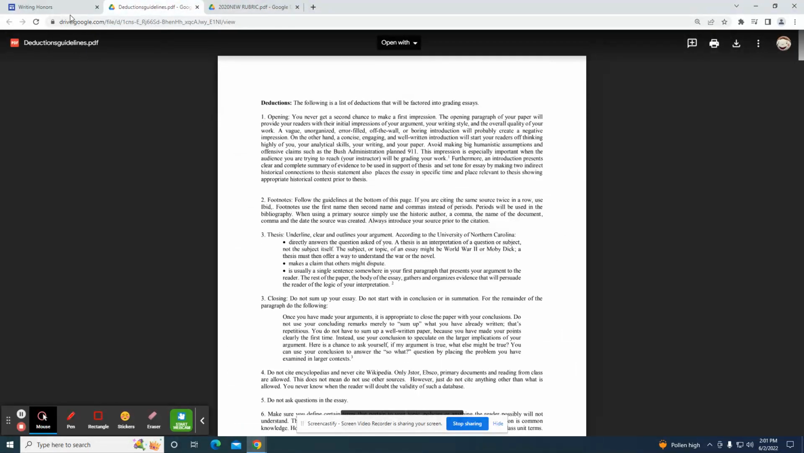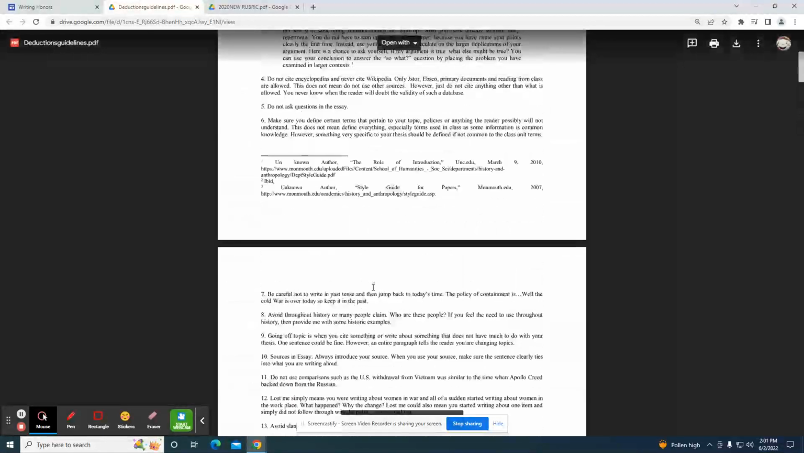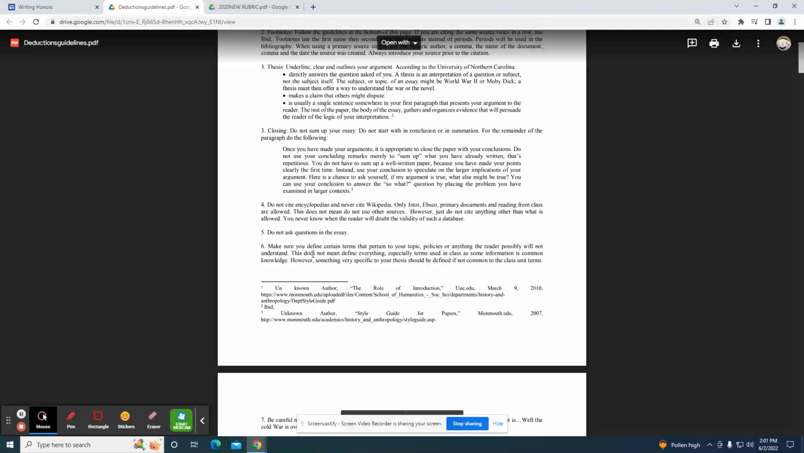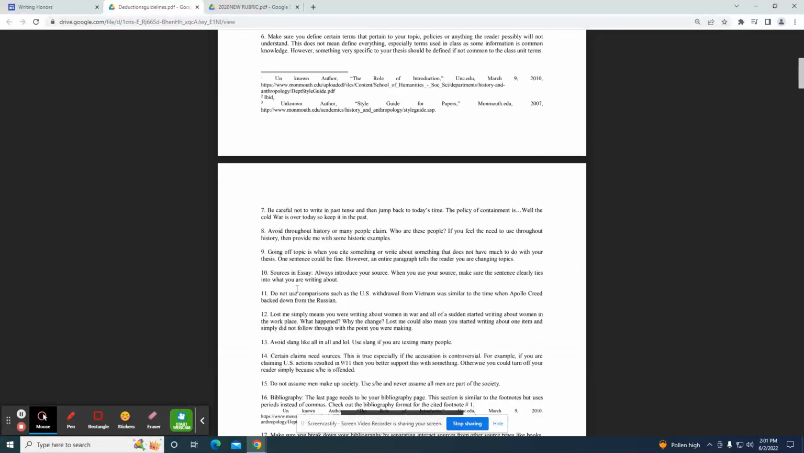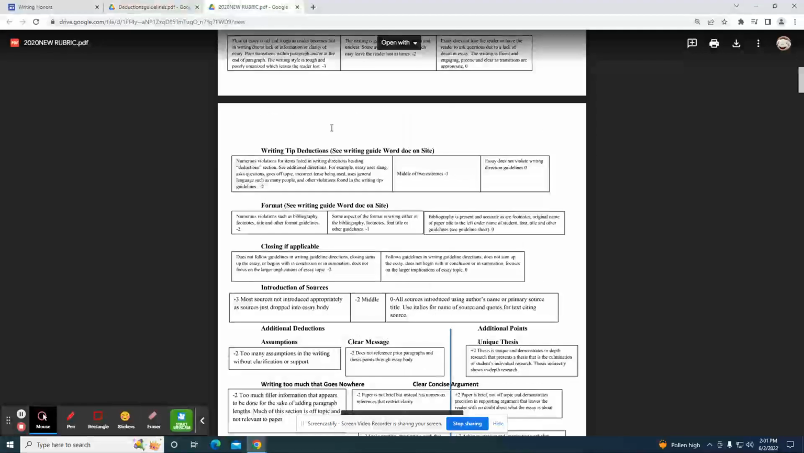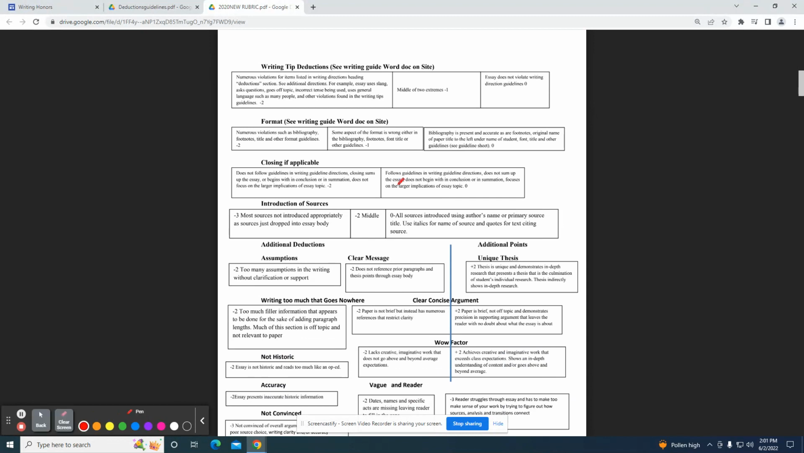Writing tips. There is a file titled Writing Tips, and the writing tips tell you a lot of additional information. Do not cite encyclopedias. Do not ask questions in the essay. Going off topic, avoiding "throughout history." All of these are additional deductions. So if you're struggling in those areas, when you look at this page here, you're going to see some deductions.